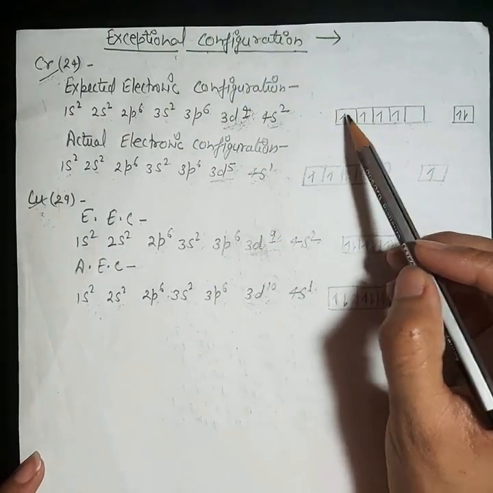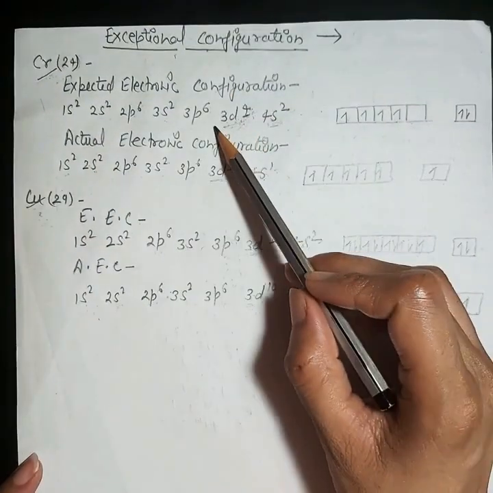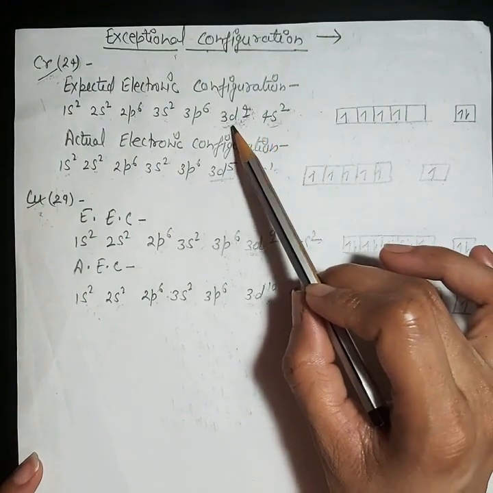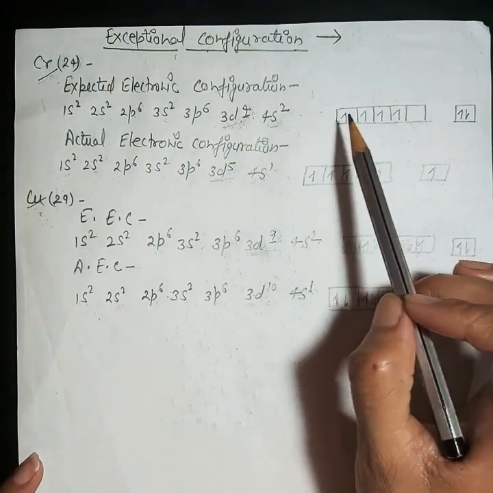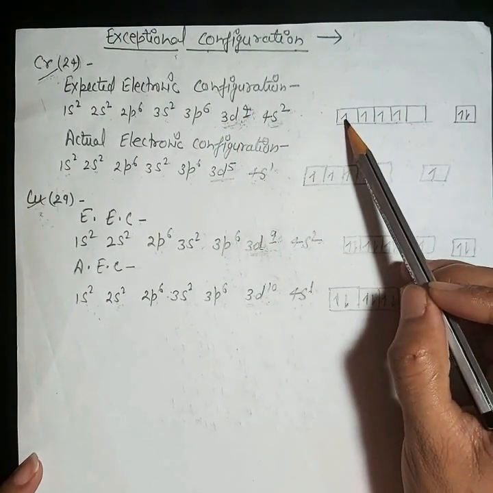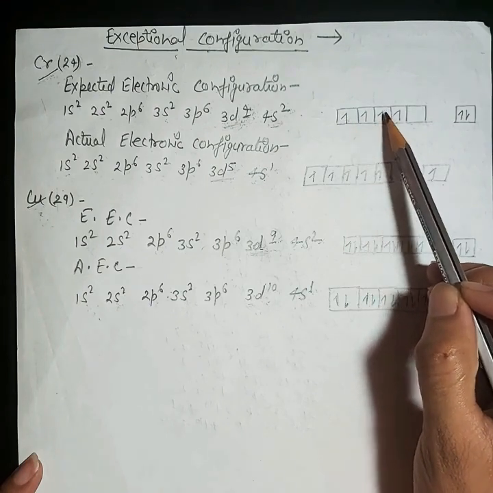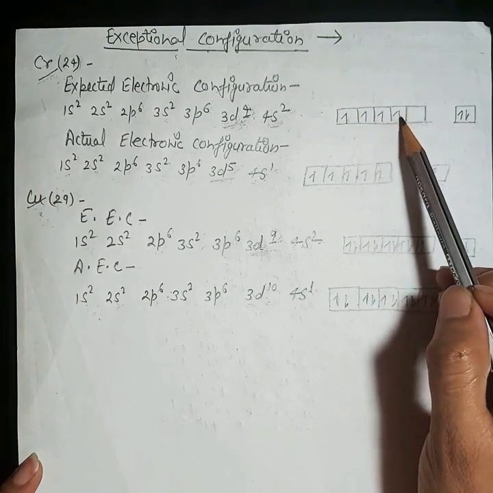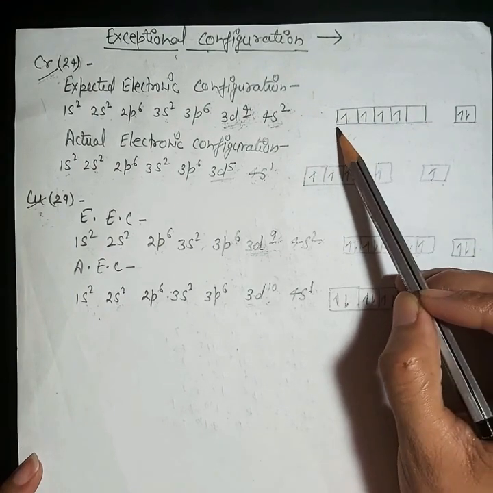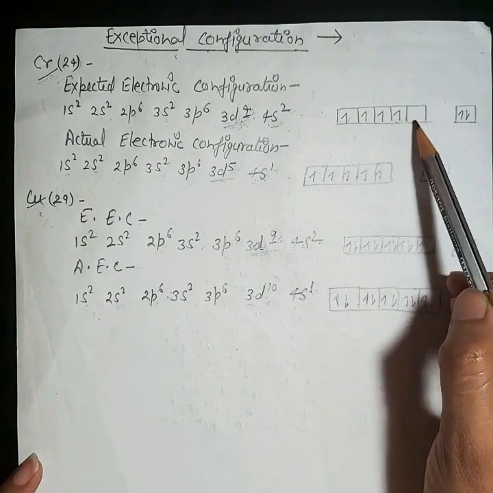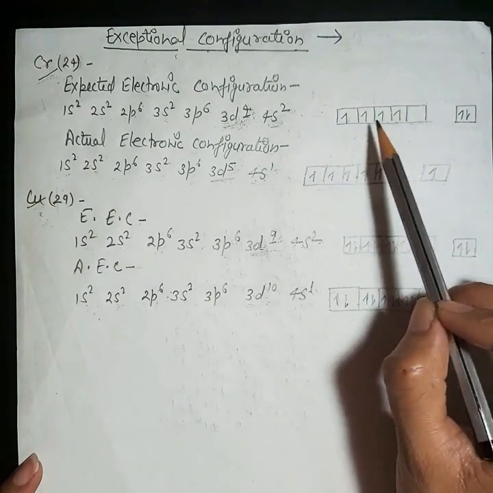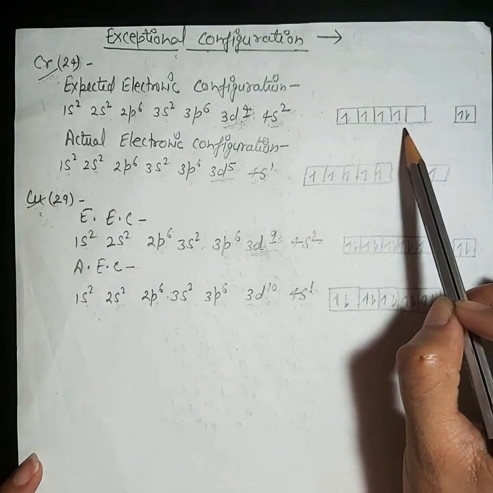I will explain. Suppose this is the electronic configuration for chromium, with 4 electrons in the 3d subshell. We can distribute the electrons like this: 1 electron in the first orbital, a second electron in the second orbital, a third in the third orbital, and a fourth in the fourth orbital. So it has 4 electrons in 4 orbitals, and 1 orbital is vacant. This configuration is neither completely filled nor exactly half filled.